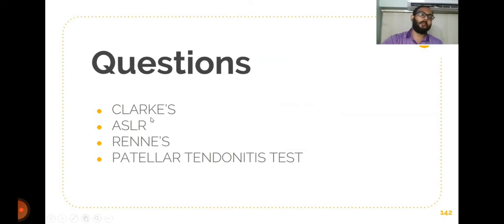Hope you remember the Clark's test. Clark's test is to fix the patella superiorly and ask the patient to contract the quadriceps to rule out chondromalacia patella. Fix the patella with the first web space and then ask the patient to contract the quadriceps, which resists the proximal movement of the patella, which is suggestive of chondromalacia patella.